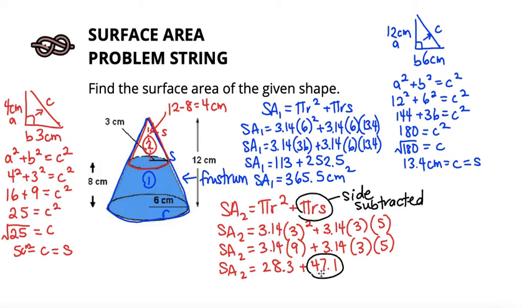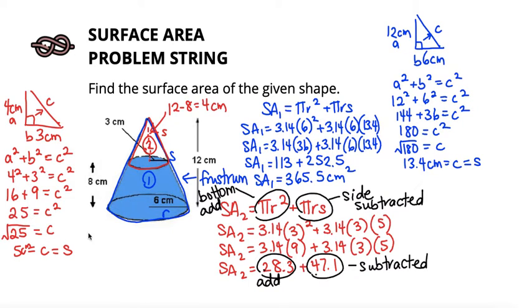So this 47.1 is what I'm going to subtract from my total surface area of that original larger cone. But I have to keep the bottom of the cone, which is the top of the frustrum in this example. So I have to add this part. So this is the bottom of my cone. And I have to add that to the top, right? Because I have to include the top of this frustrum or the bottom of this cone in that blue shape. So I need to add this part to my surface area of part 1.